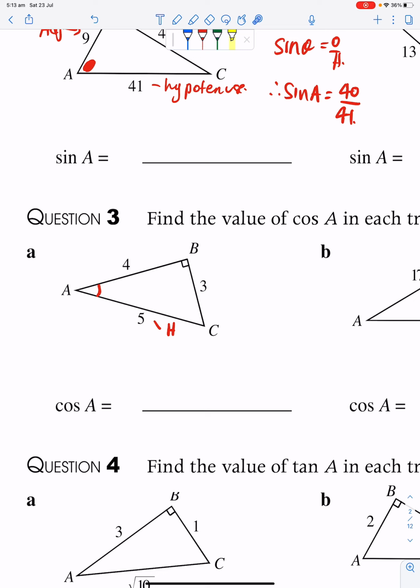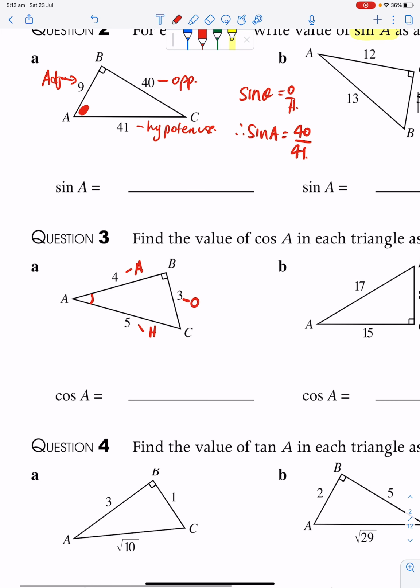Now, because we're talking about angle A, the 3 is facing it, that's opposite. So you're going to call that O. And because we're talking about angle A, this is adjacent, so we're going to call that A. Now, cos of any angle is adjacent over hypotenuse. So cos A is equal to 4 over 5. And you're finished.